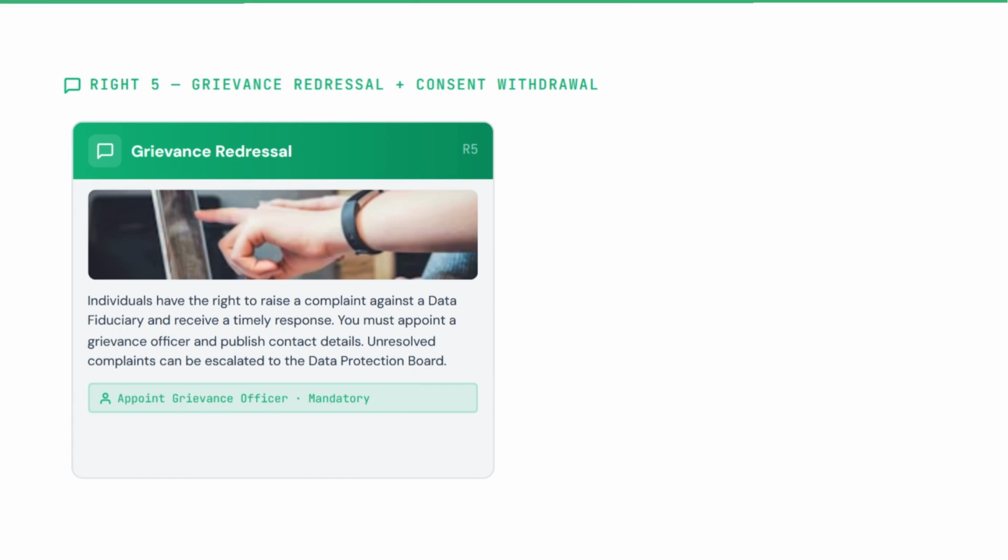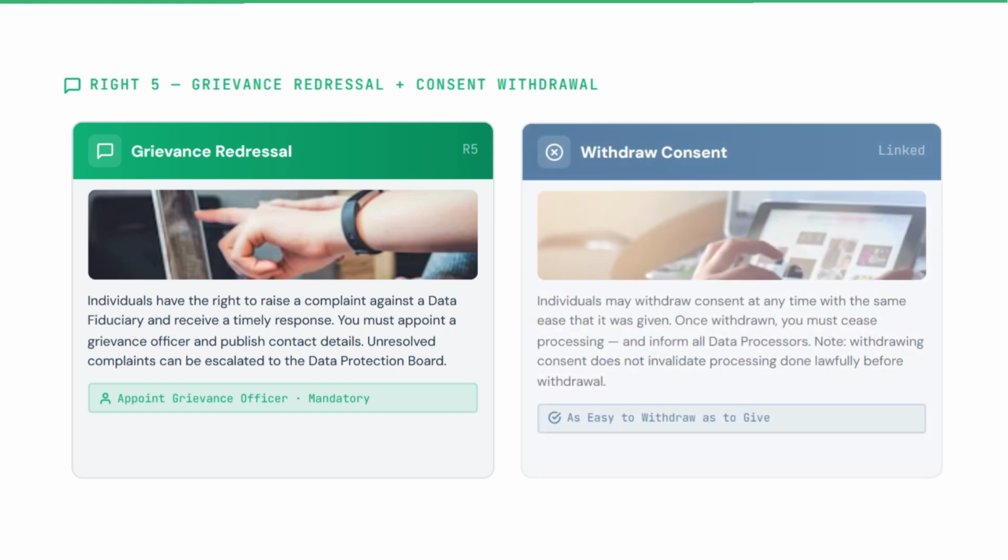Right 5. Grievance redressal. Individuals have the right to raise a complaint against your business and receive a timely response. This means you must appoint a grievance officer, not a team, a named person. Their contact details must be published in your privacy policy on your website. If you do not resolve the complaint, it can be escalated to the Data Protection Board. And closely linked to this, the right to withdraw consent. Consent can be withdrawn at any time, and it must be as easy to withdraw as it was to give. If signing up took 3 clicks, withdrawing cannot require 5 pages of steps and an email to a generic inbox.